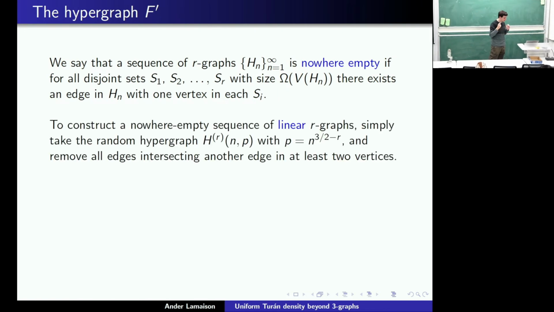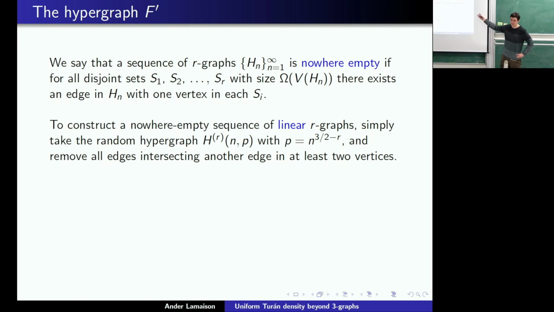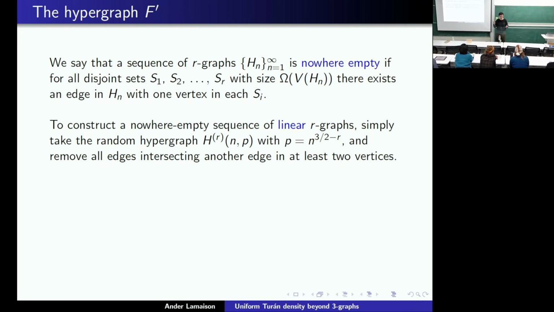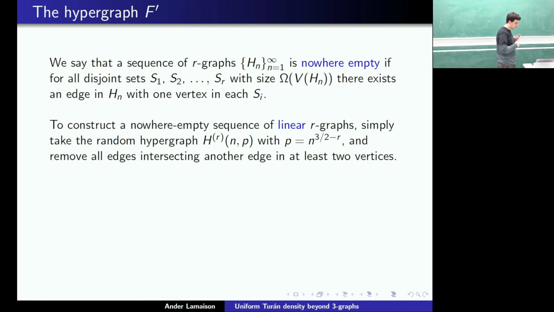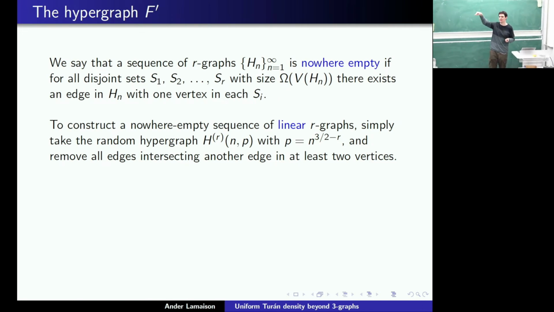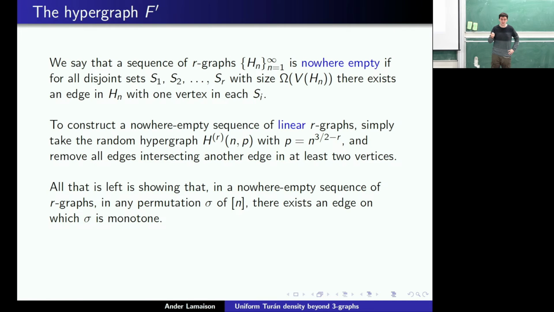And I just want to point out that there exists indeed a nowhere empty sequence of linear hypergraphs, which you can obtain by taking G(n,p), the Erdős-Rényi random hypergraph, for a very specific value of p, and just removing every edge that intersects another edge in two or more vertices. It's a very standard method of alterations proof. So such a sequence of linear hypergraphs exists, one where you can take any family of linear-sized subsets of vertices, and you are guaranteed to always find an edge that hits each of them in one vertex. So all that's left to do is proving that any nowhere empty sequence of hypergraphs has the property that when you reshuffle the vertex set, there is one edge that remains monotone.